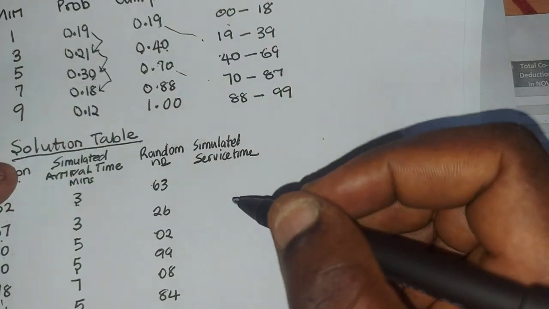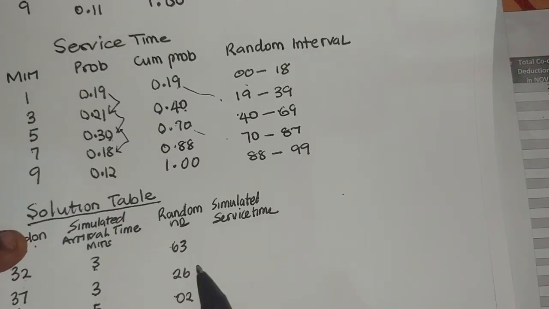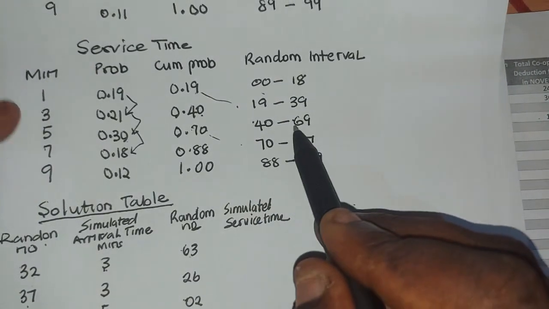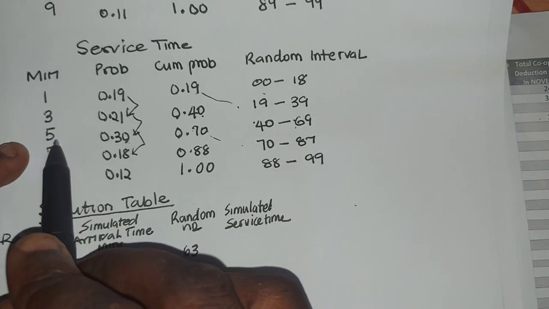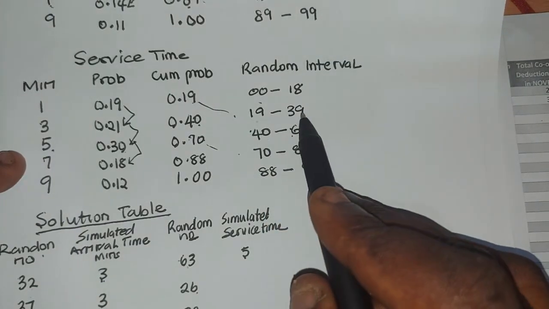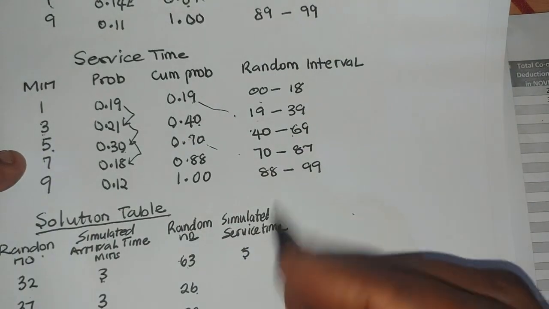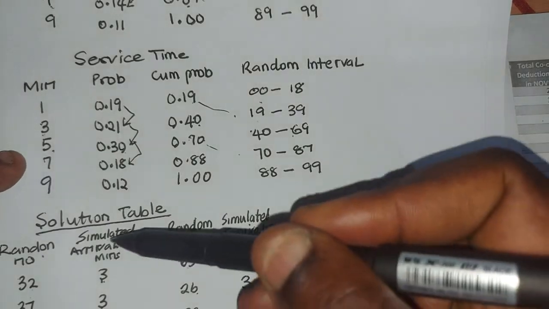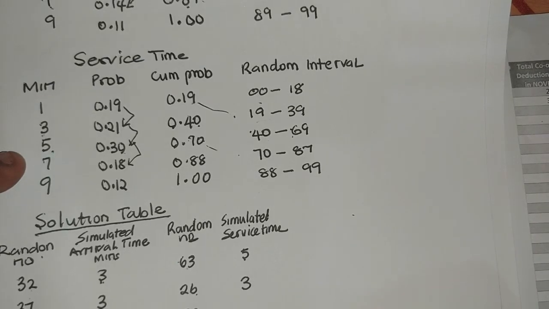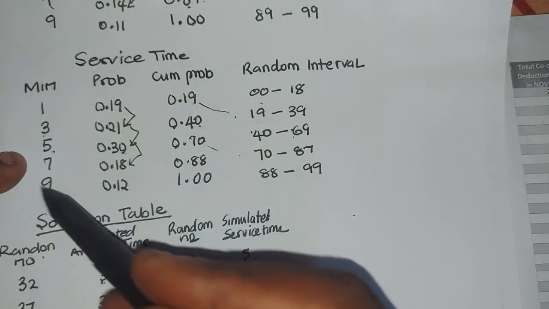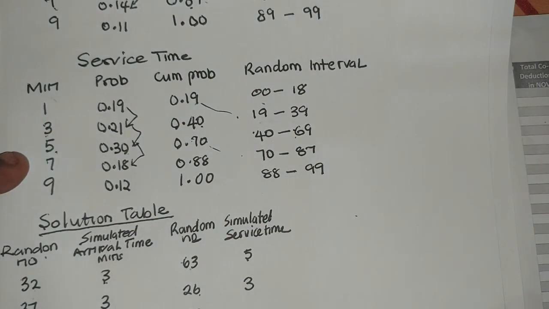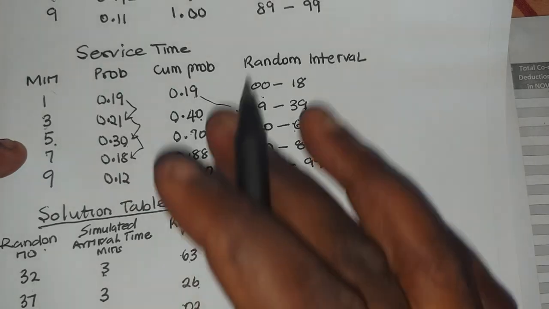So we do our simulation. For 63, go to the random numbers. 63 falls within this range, and the corresponding minute is 5. Then 26 falls within this range, and the corresponding number is 3. So we are using Monte Carlo. Monte Carlo uses random numbers and a set of probabilities to copy the original system. We are duplicating the original system. This is the model.